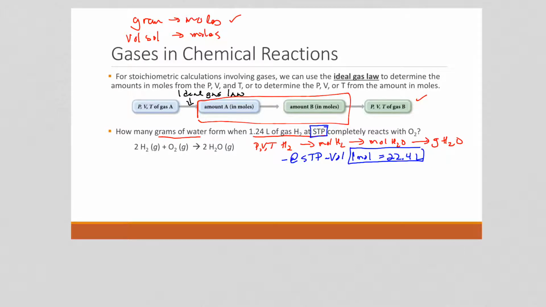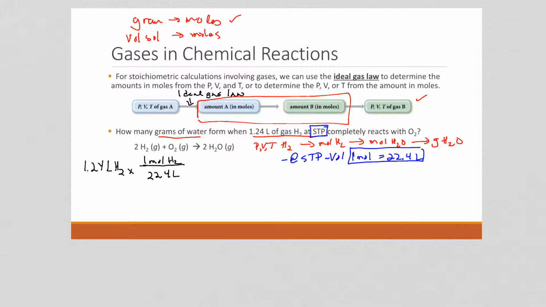And that would look something like this. So we'd start with our 1.24 liters of H2. Now, instead of using the ideal gas law to solve for moles, we know that 1 mole at STP is going to be equivalent to 22.4 liters.